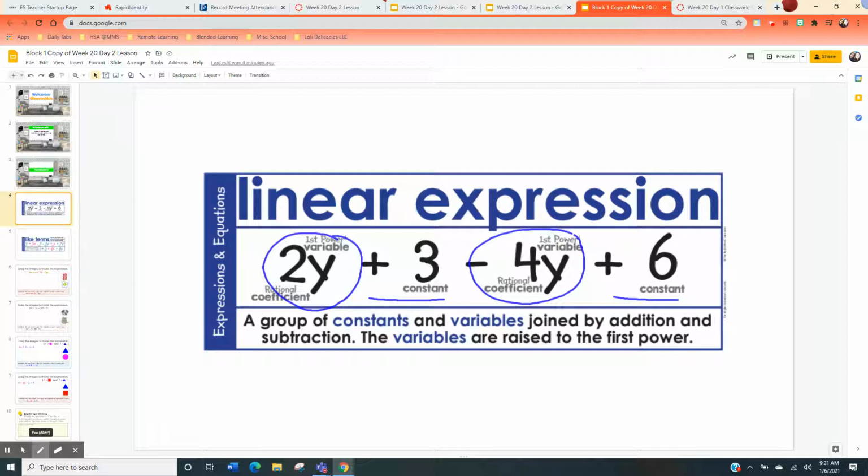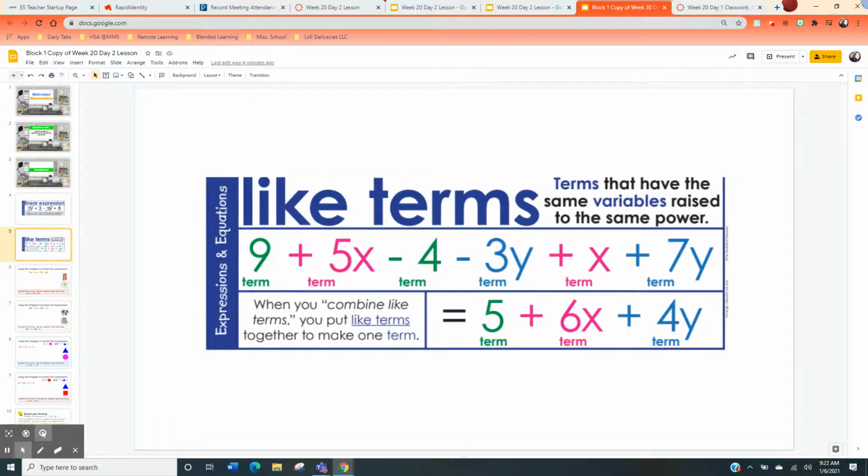So let's go ahead and look at our next word, like terms. We had a good opportunity to see what this was yesterday. Like terms are terms that have the same variables. Remember, a variable can be a letter, it can be a shape, it can be a Greek letter, and like yesterday, it can even be a picture.